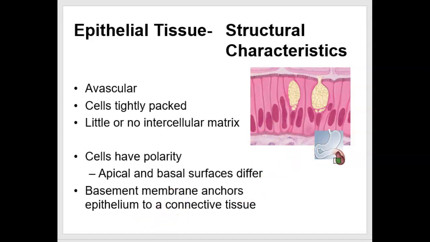We also say that the epithelial cells have polarity. That means they differ on one side versus the other side. The surface that's attached to the basement membrane is called the basal surface. The surface that is open either to the outside of your body or to a space is called the apical surface.